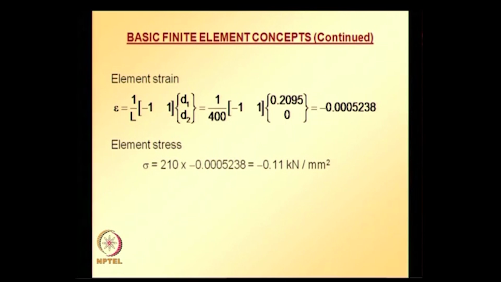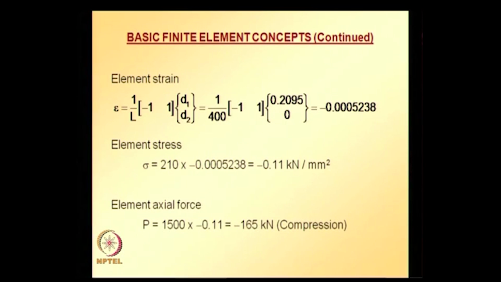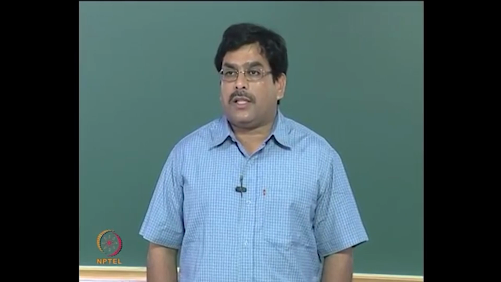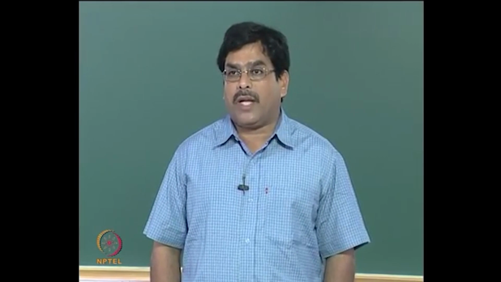Then the element stress. It turns out that the element strain is a negative quantity, that is compressive, and the element stress also turns out to be negative, and the element axial force turns out to be negative. So, it is a compressive force. So, the member is in compression. Now we have seen how to solve 2D truss problems. In a similar manner, a truss having any number of elements can be analyzed.